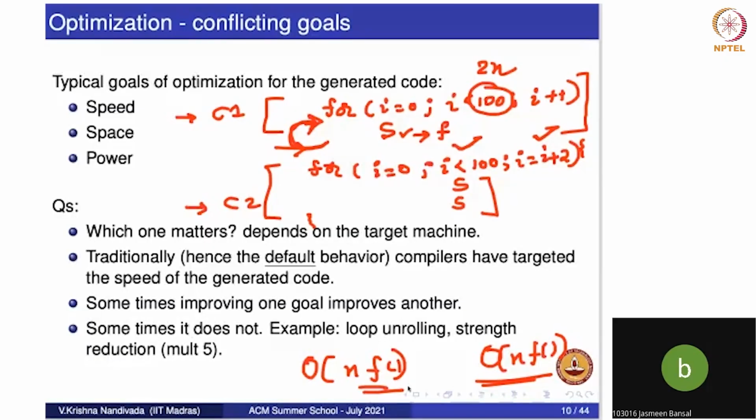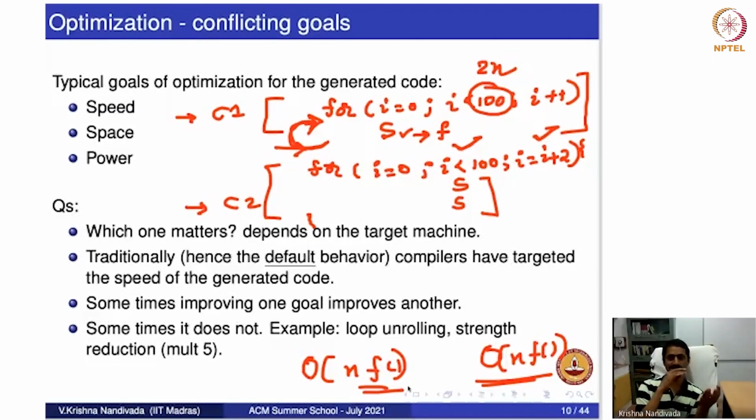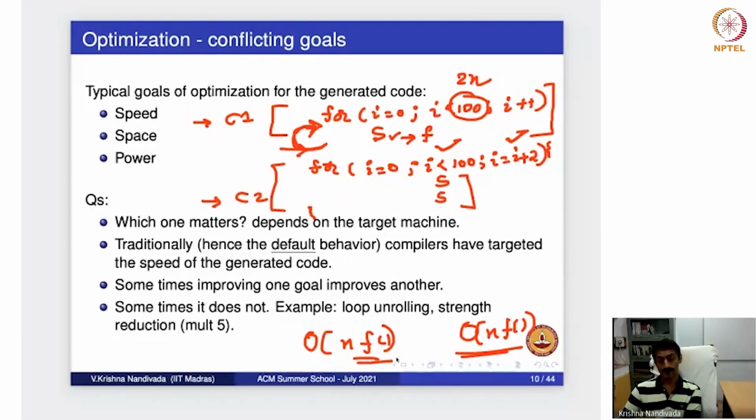It should be less, the work done in C2, since we are doing fewer comparisons and fewer jumps based on that. Fewer comparisons, fewer jumps, fewer increments. Yeah. Fewer jumps, fewer comparisons. So is C2 better than C1? We are again coming back to the same question.